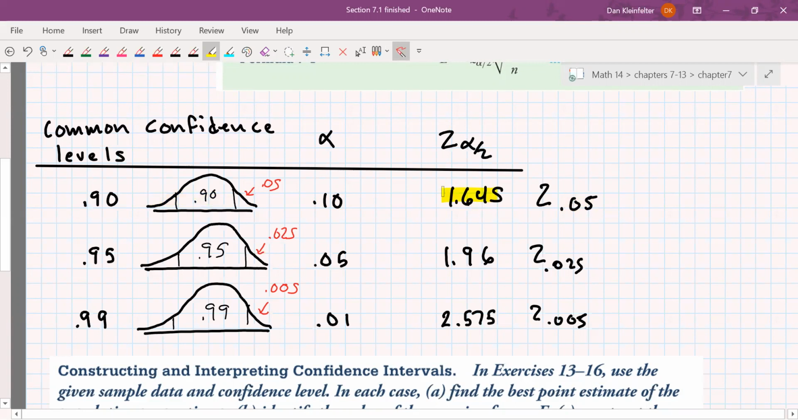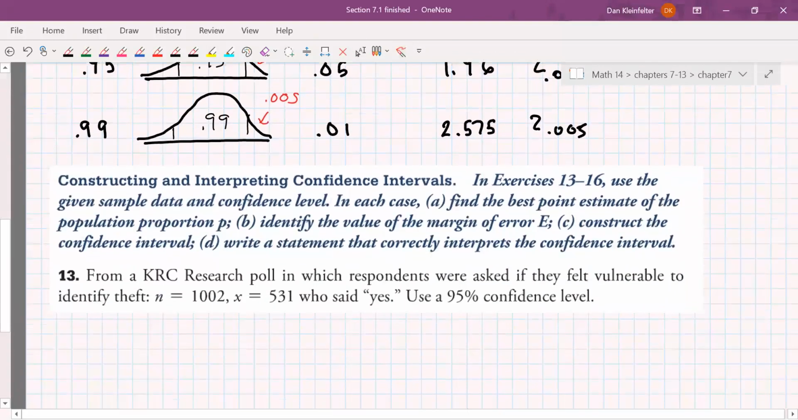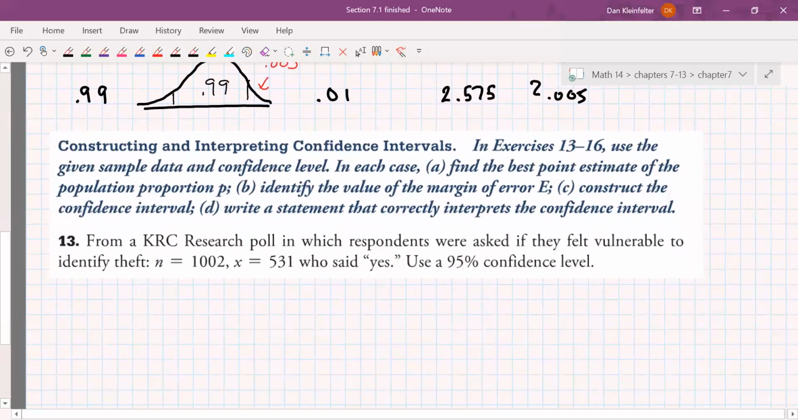So we had gone through this before. We saw for these commonly occurring confidence levels, 90, 95, and 99, that the corresponding Z's are 1.645, 1.96, and 2.575. So you may want to write those down separately, just so that you can grab those pretty easily without having to go to your table or rederive them every time. All right, so let's go ahead and try this.